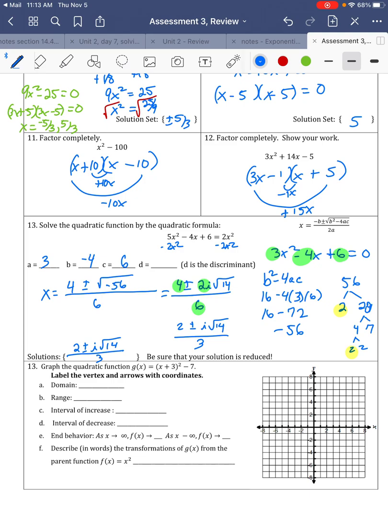Alrighty. So this last problem, we're going to graph this, and we're going to go ahead and label the vertex and the arrows. So remember that this thing moves to the left 3, and it goes down 7. So left 3, down 7 puts me right there.